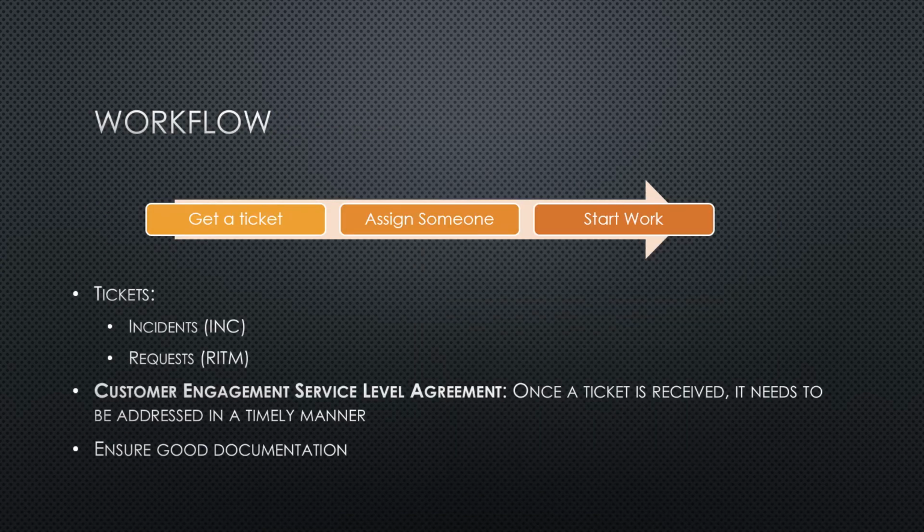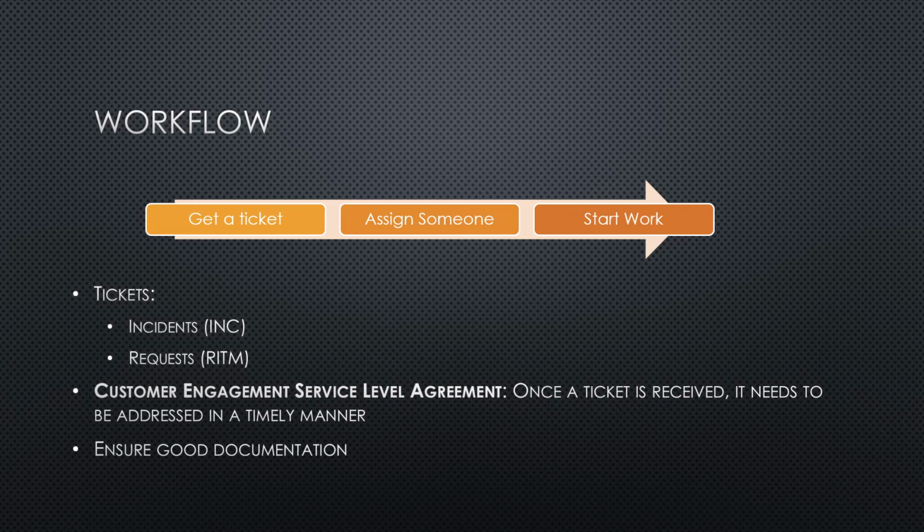The general workflow of a Radiant certified Epic analyst is you get a ticket, assign yourself or someone else if you have that ability, and press the Start Work button to begin resolving the ticket. Tickets can be in the form of incidents or requests, also called RITMs. There is something called a customer service level agreement that they have to abide by, and this means that once a ticket is received, it needs to be addressed in a timely manner, otherwise it will break the service level agreement. Low priority tickets have about a 4-hour window to be picked up, while high priority tickets have a 15-minute window to be picked up and a 6-hour window for resolution.